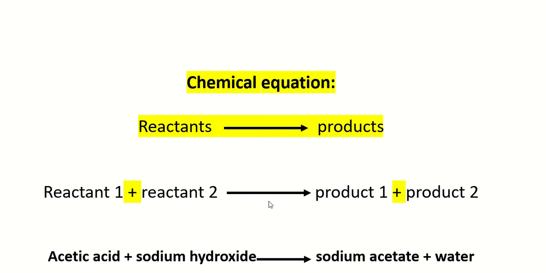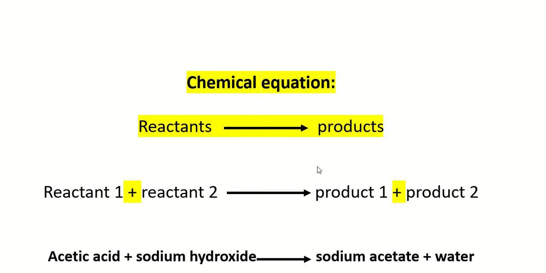Give. How many products did we obtain from the experiment? We obtained two products, right? Product 1 plus product 2. The plus here means and. So if I want to read this chemical equation, I'll say reactant 1 reacts with reactant 2 to give product 1 and product 2.